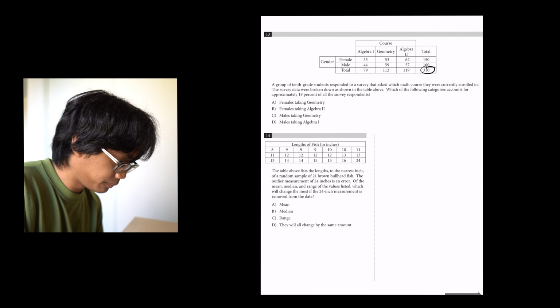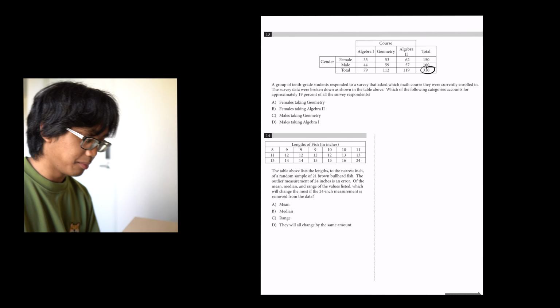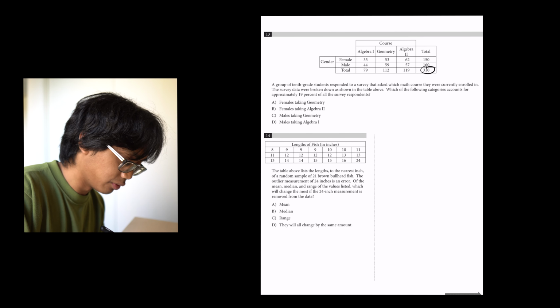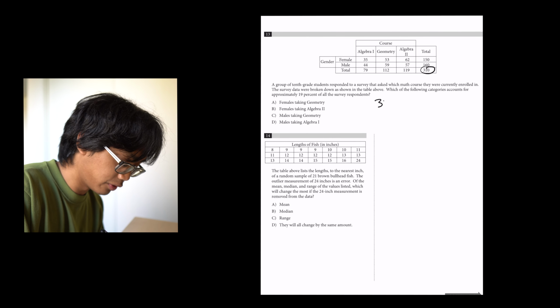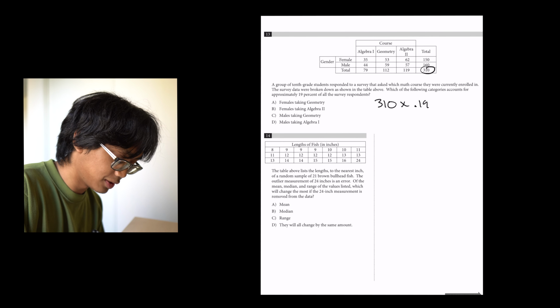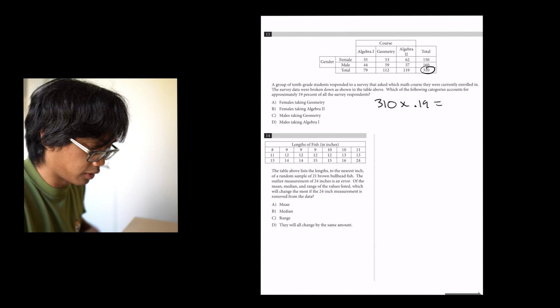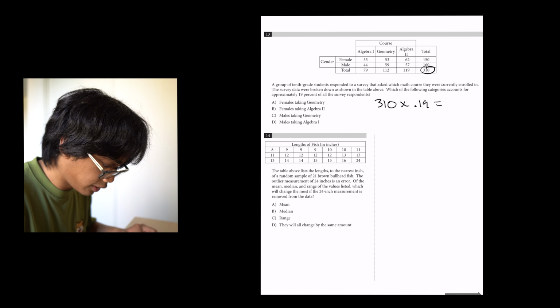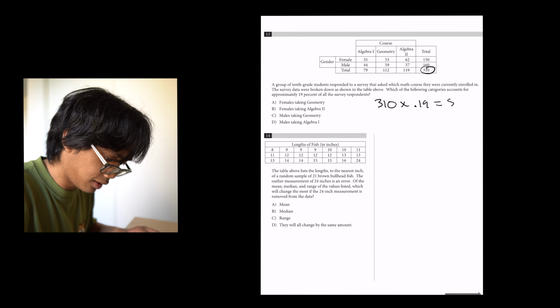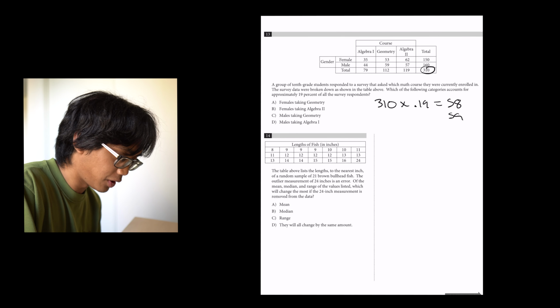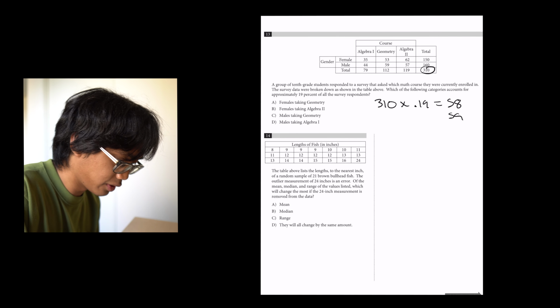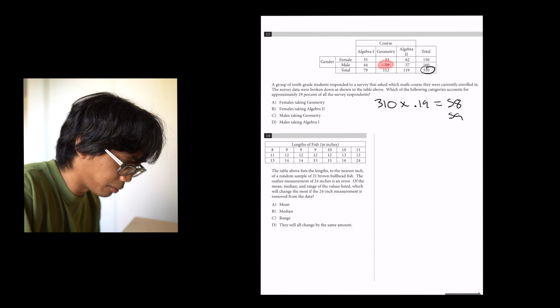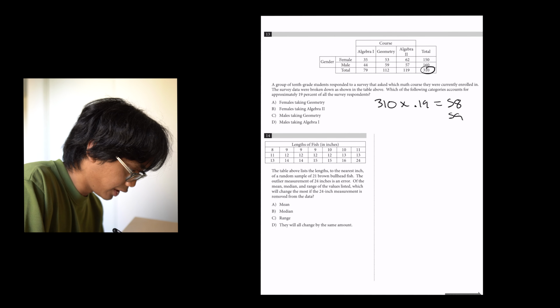13. Which of the following categories accounts for approximately 19% of all the survey respondents? Here's our total. This would be 310, and basically we want to find whichever value gives us 19%. So one way we can do that is take our 310 and multiply it by 19%, and that will give us our total number of students in a given category that we're looking for. So 310 times 19% should be about 58, somewhere around there. And then we can just look inside the boxes to see which one gives us that value. And we see that 59 is here for male taking geometry. We're just going to give it this answer choice, C.